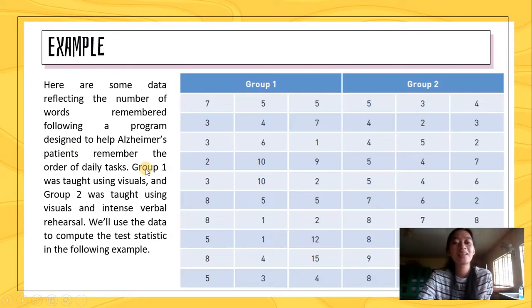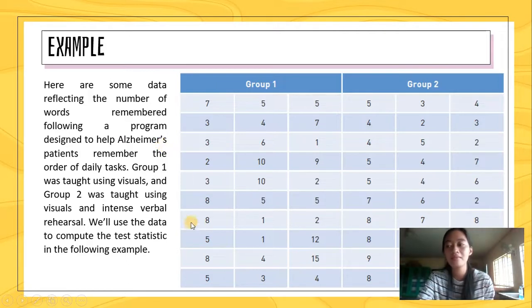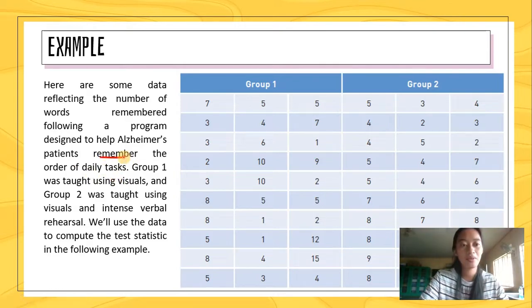Okay? Sige. Let's have an example. Here are some data reflecting the number of words remembered following a program designed to help Alzheimer's patients remember the order of daily tasks. We know that people suffering from Alzheimer's disease may fail to have a good memory, so they undergo a program designed to help them remember the order of daily tasks.